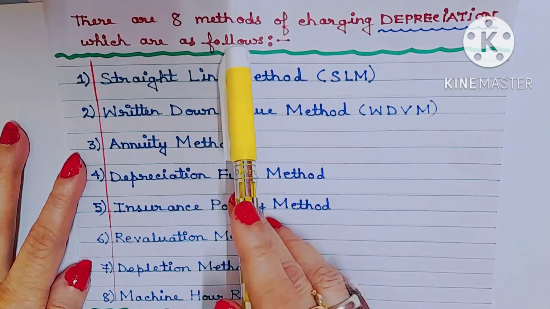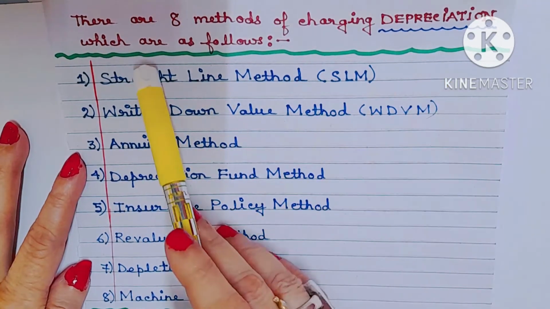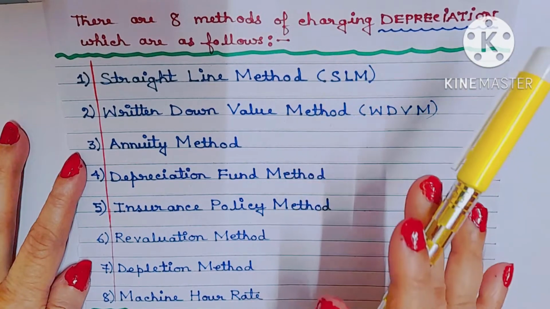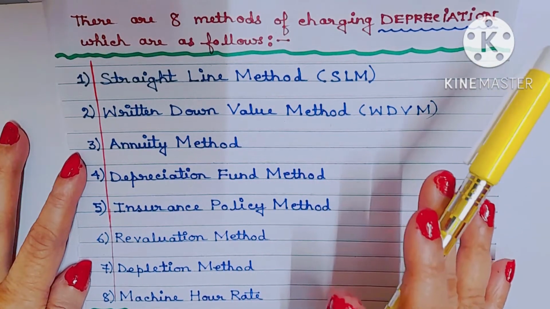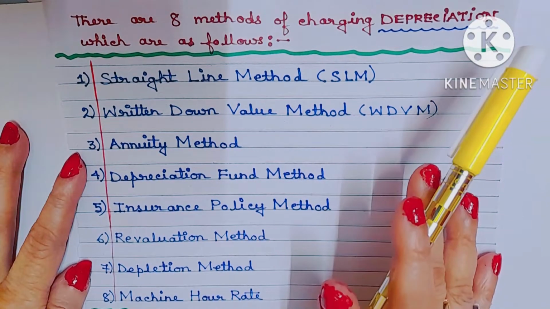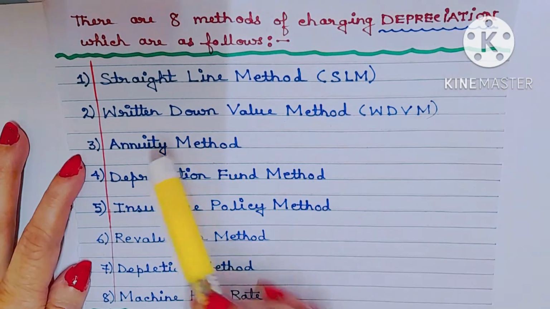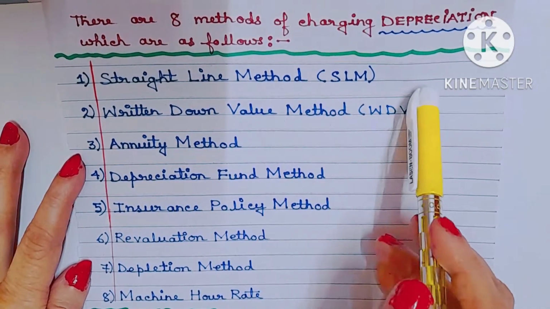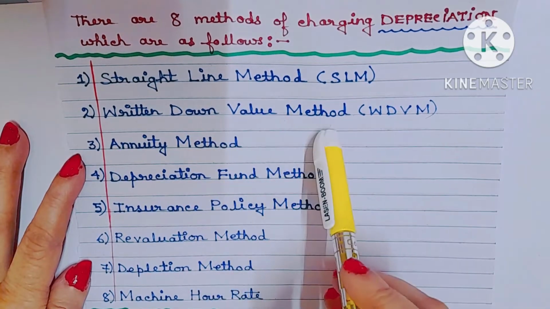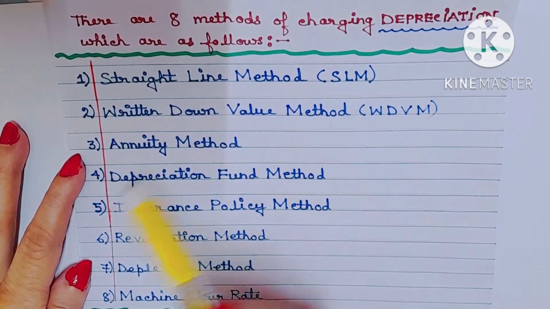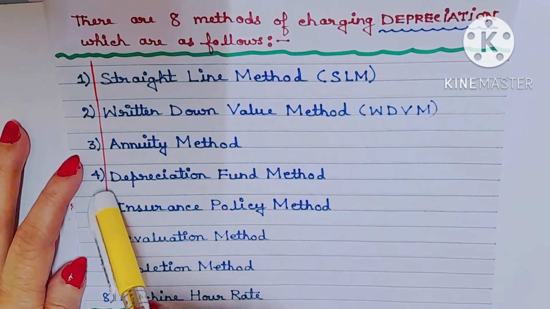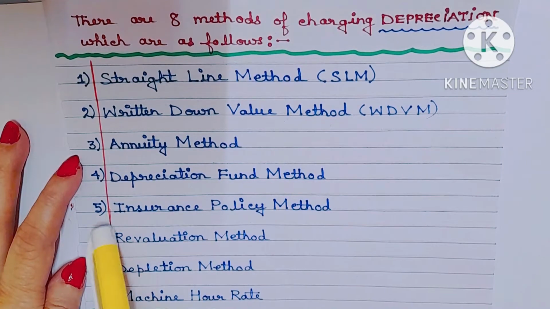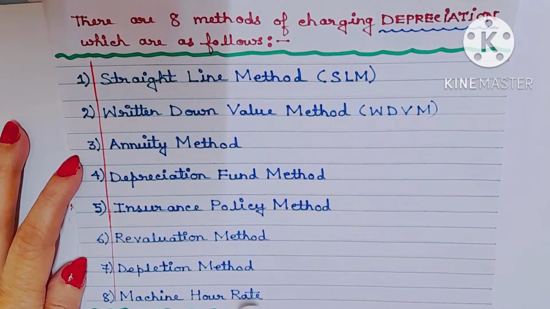There are 8 methods of charging depreciation which are as follows. There are different methods which are suitable for different assets depending upon the nature and type of the asset. Number 1, straight line method or SLM in short form. Number 2, written down value method or WDVM in short form. Number 3, annuity method. Number 4, depreciation fund method. Number 5, insurance policy method. Number 6, revaluation method. Number 7, depletion method. Number 8, machine hour rate.